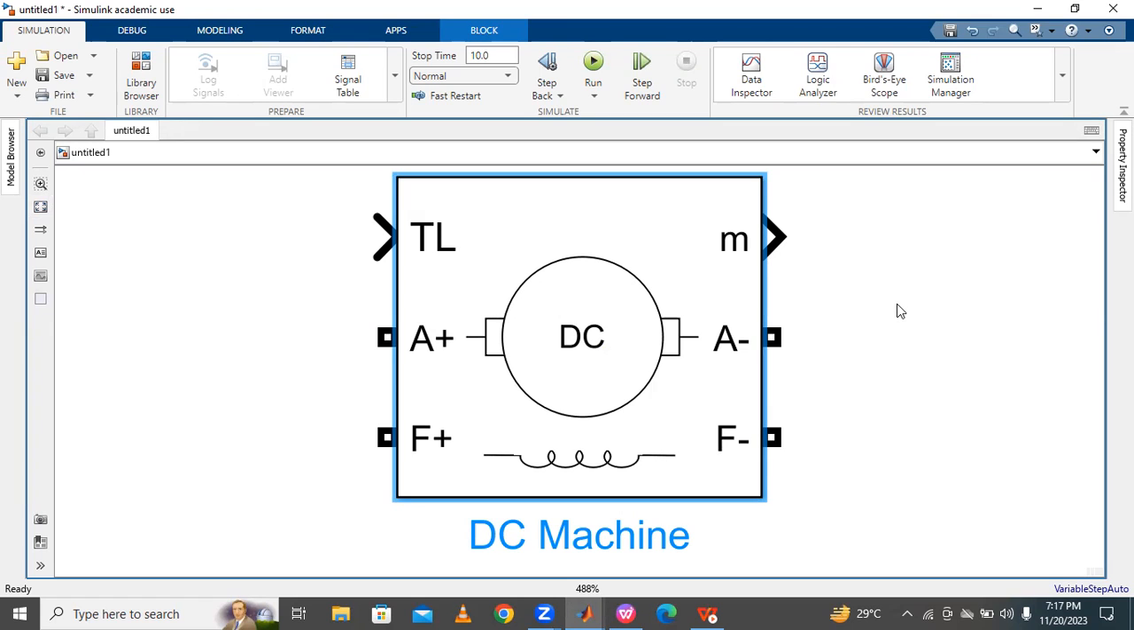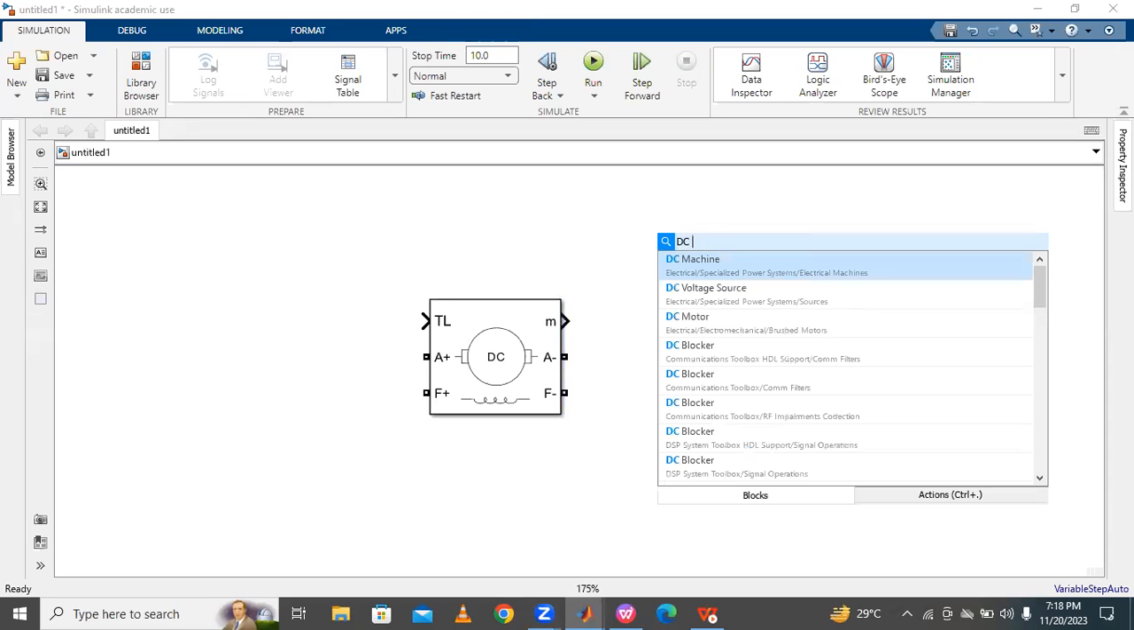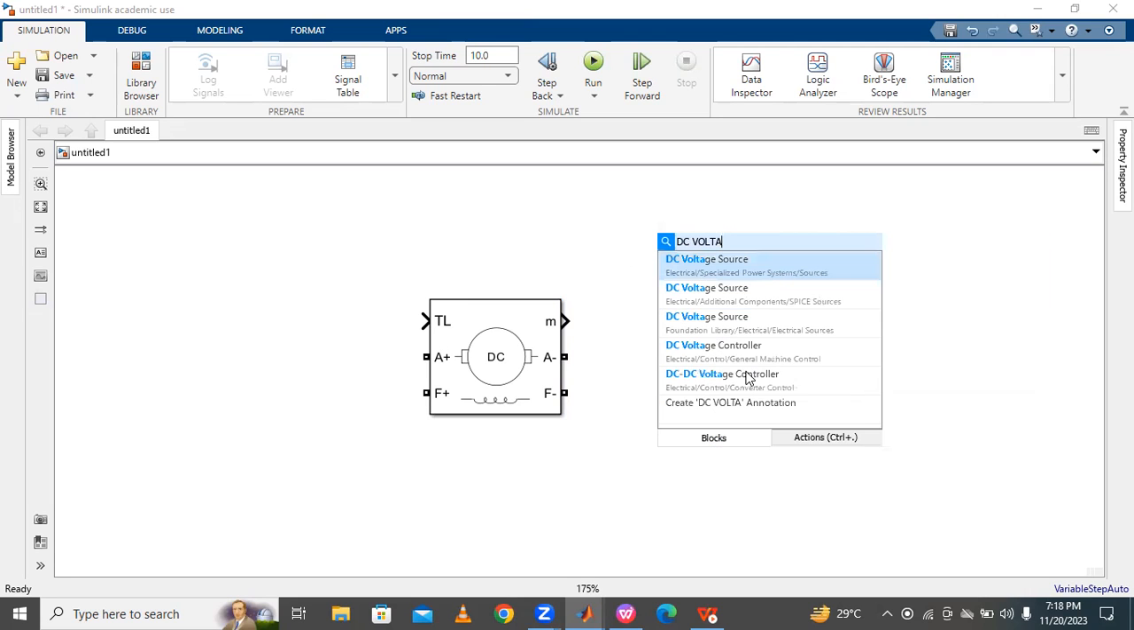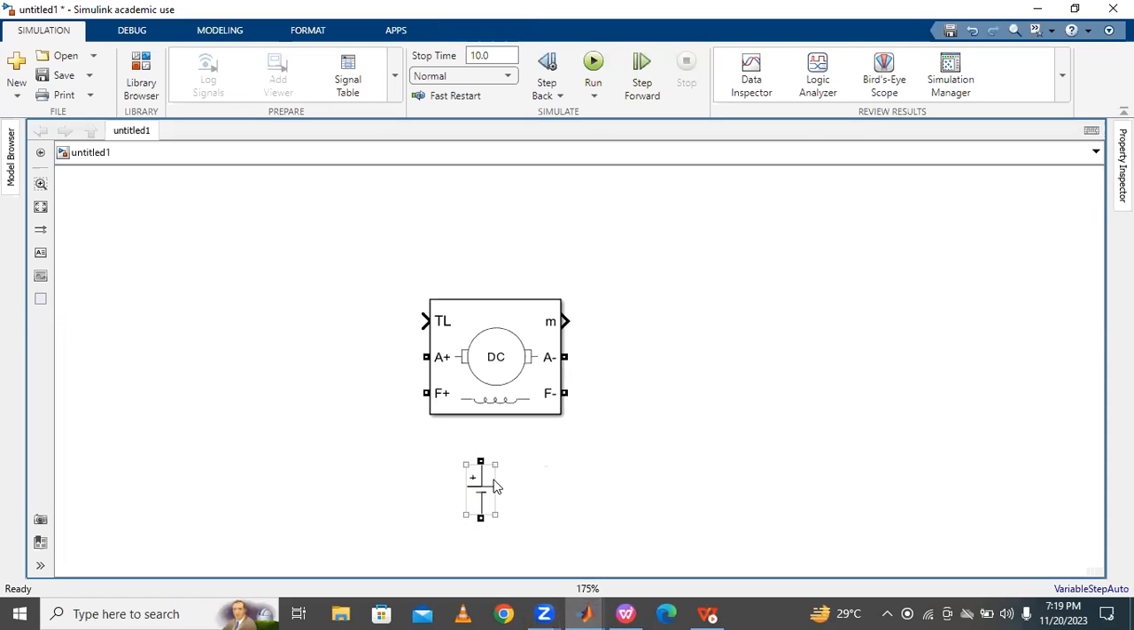For this motor, first we have to take one DC voltage source. This is the DC motor. Then right here, DC voltage source. Select this DC voltage source, and it will be displayed on the screen. So this is the DC voltage source. Select this DC voltage source and press Ctrl R. It will rotate like this.